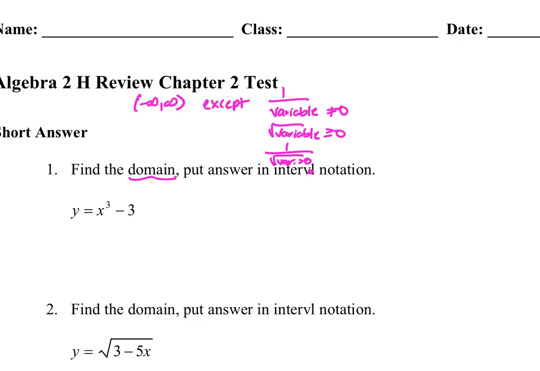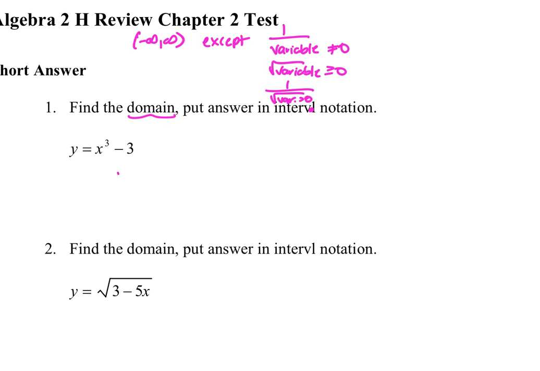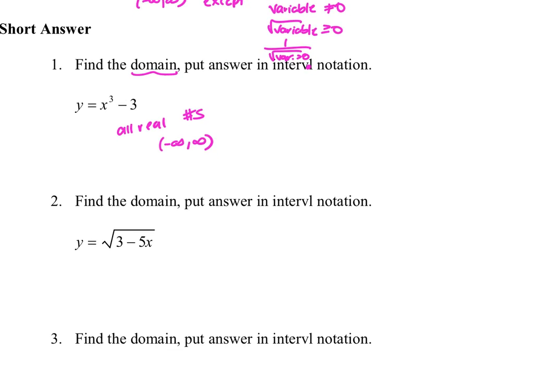There's no variable in the denominator, there's no variable in the square root, which means this is all real numbers, or negative infinity to positive infinity.